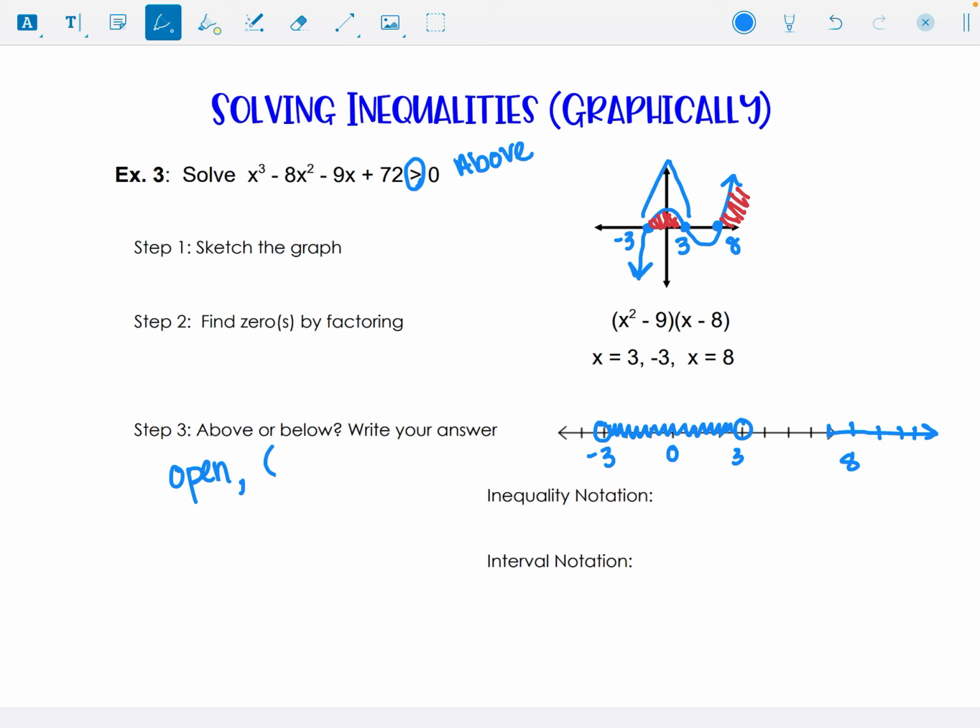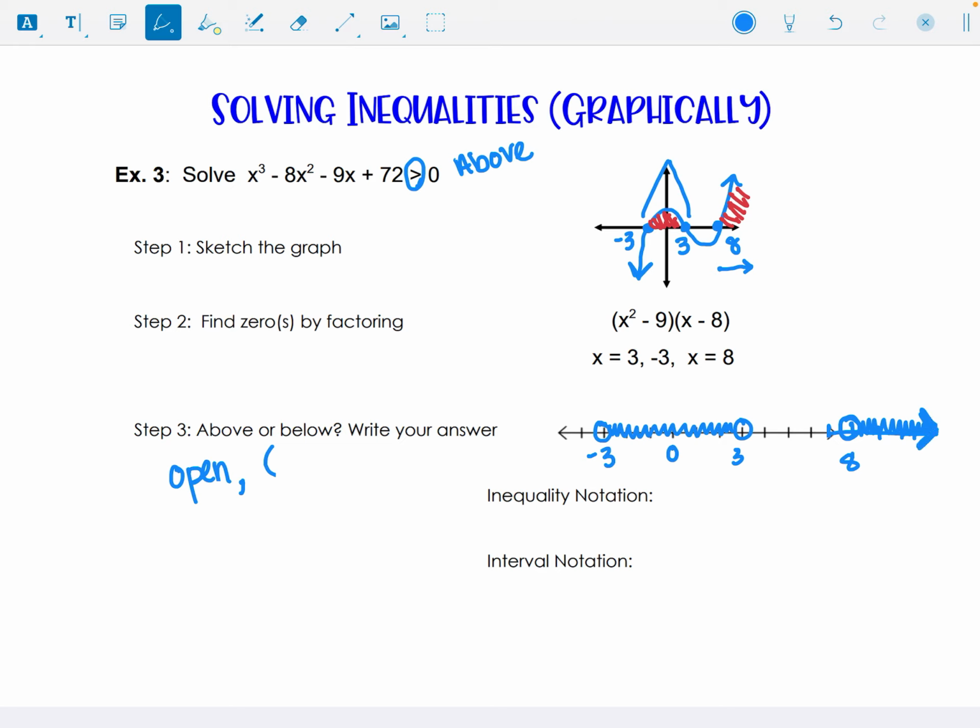And then my shading started again at +8. Oops, sorry, I wanted that to be an open circle at +8. And then I was shading to the right. So it started at +8, and then I'm shading on the right side of it. So same thing here on the number line, as I want to shade to the right of +8. So again, I have two different sections.